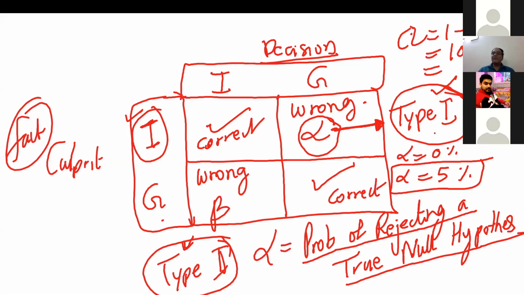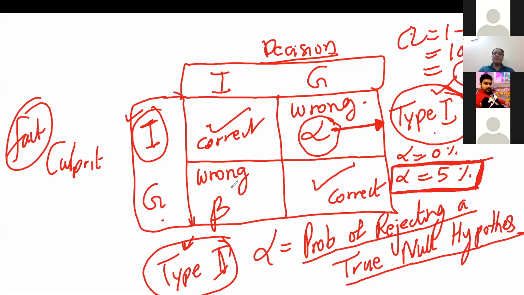So if my alpha is 5% and I do hypothesis testing with alpha of 5%, it means I am making the conclusion with 95% confidence level. So this is the concept of alpha and the confidence level.